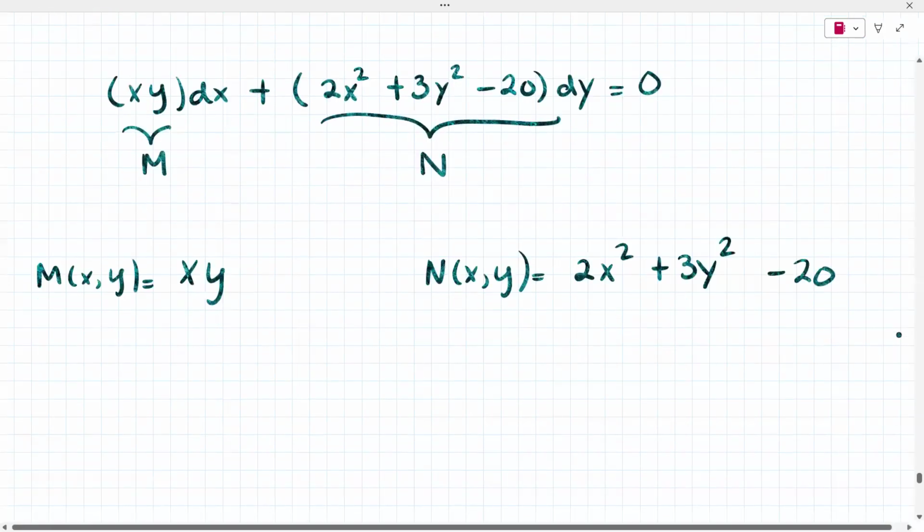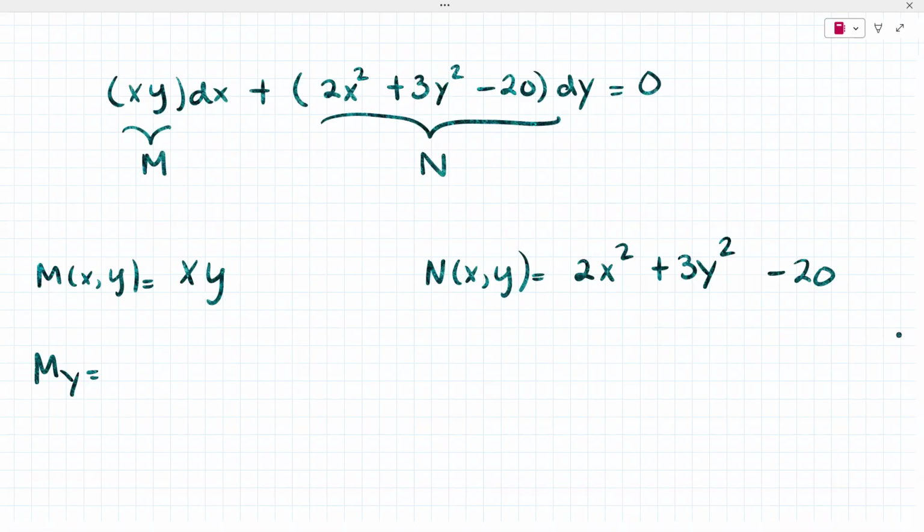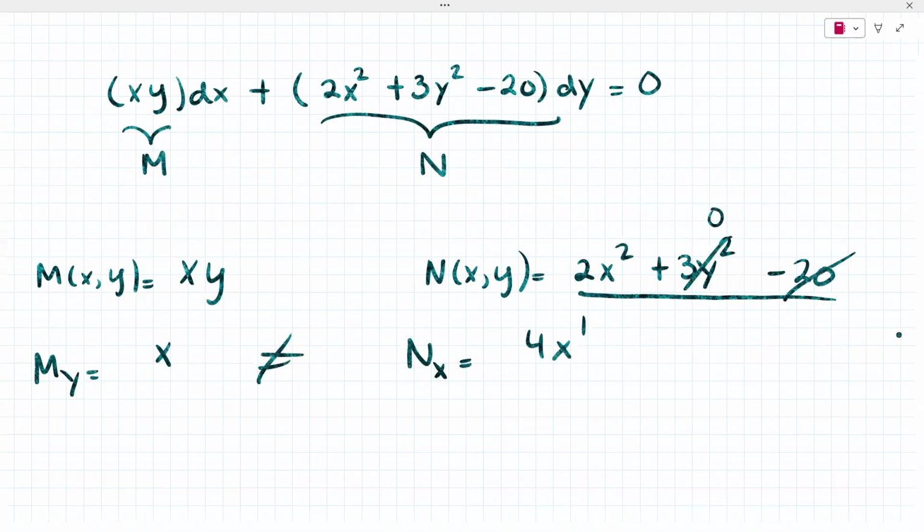So my M of y, the derivative of this with respect to y, is x. And then my N of x, the derivative of this with respect to x, would be 4x to the power 1. This does not have an x, so that's a constant, so that's just going to be 0. The same with this, it is a constant. So they do not equal the same, right? M of y equals x, N of x is 4x, not exact.